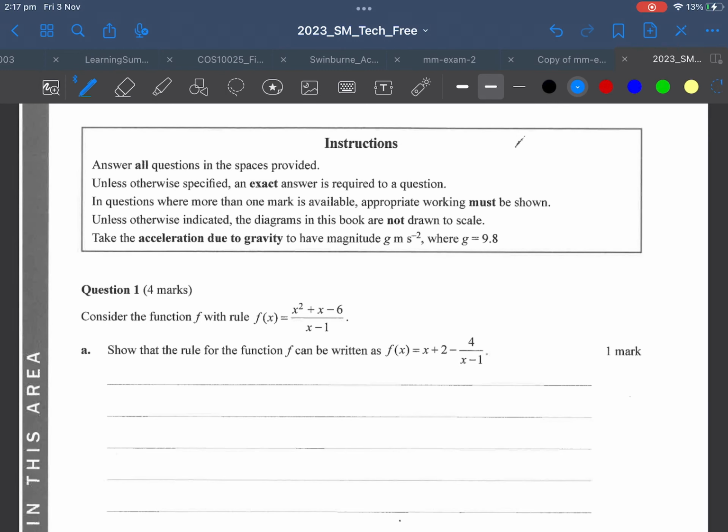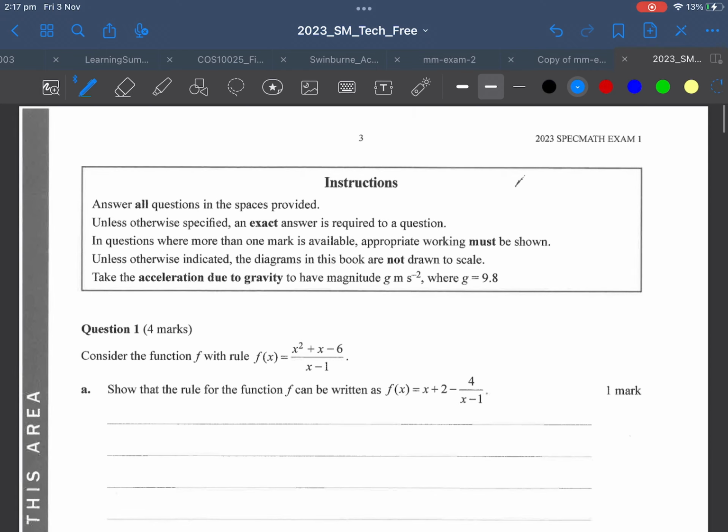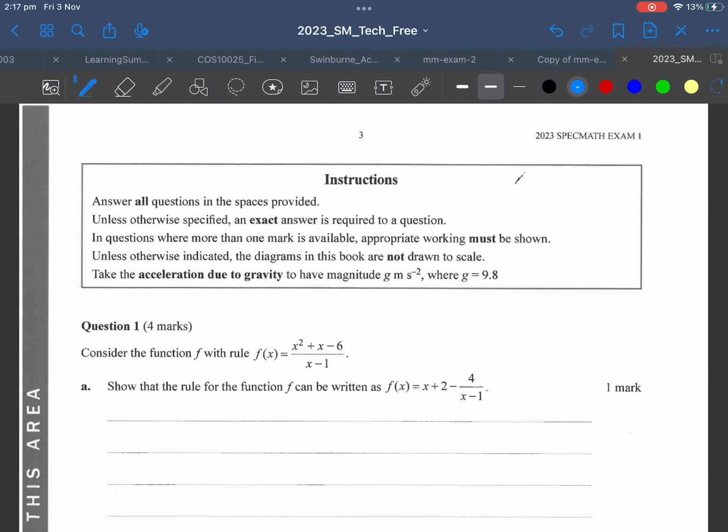Hello everyone, so today I will be going through Specialist Maths Exam 1 2023. Now I'm a bit rusty at Specialist Maths, so if I do make any mistakes, just let me know down in the comment and I'll be sure to address it.